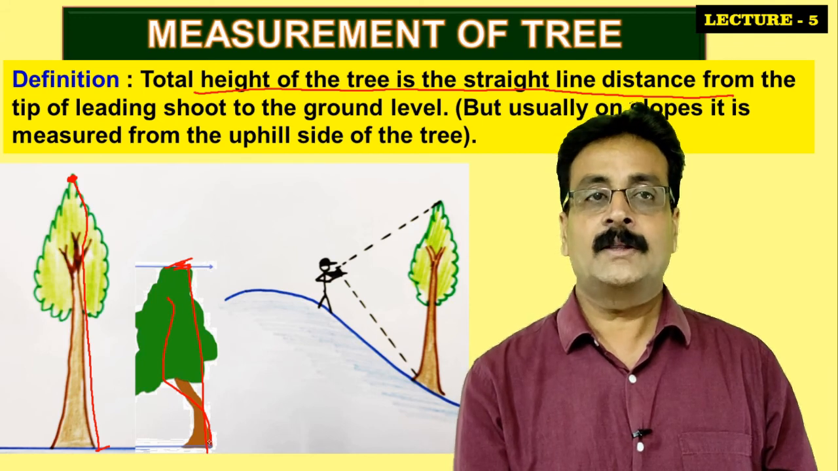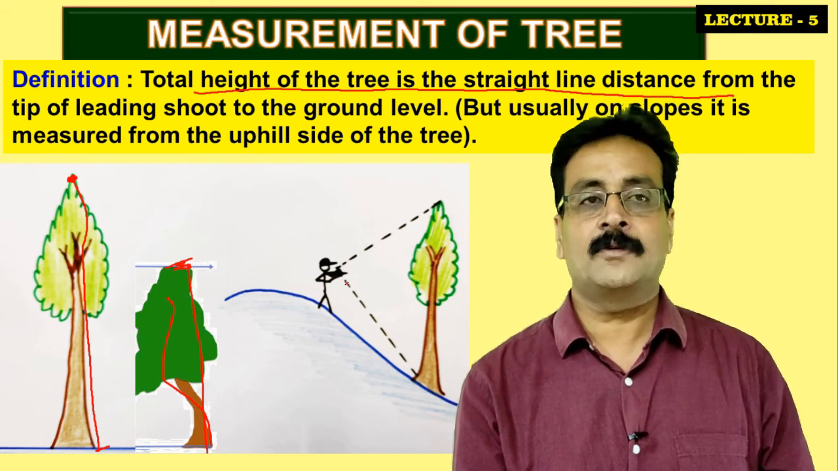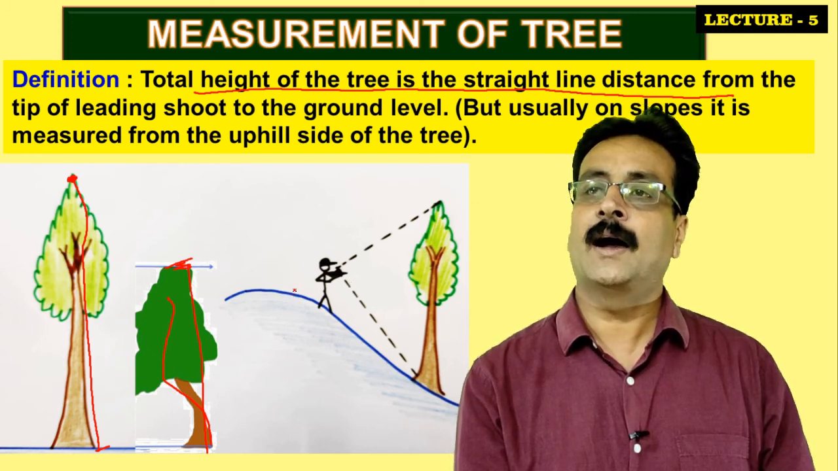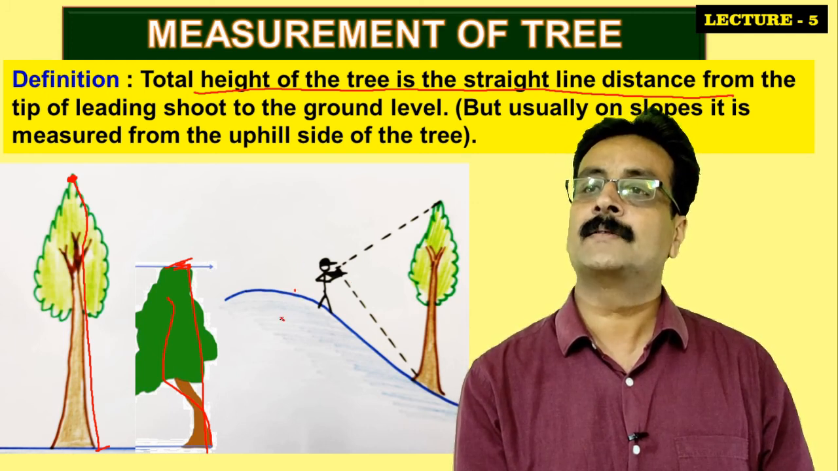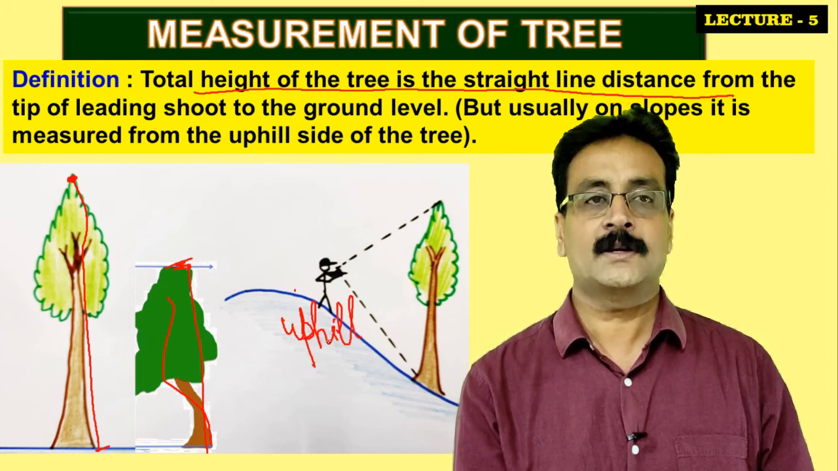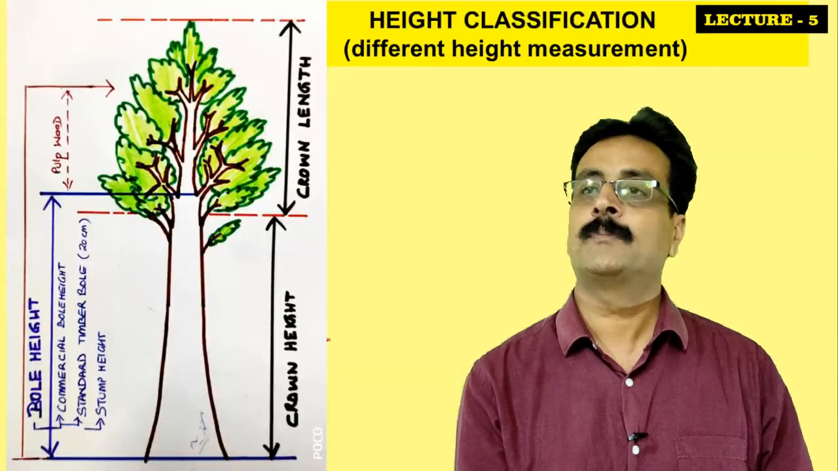But usually, since most of the trees and forests are on slopes or mountain sides, we take the height from the uphill side. That gives us a better, more accurate result.